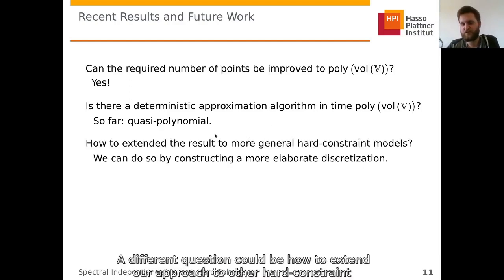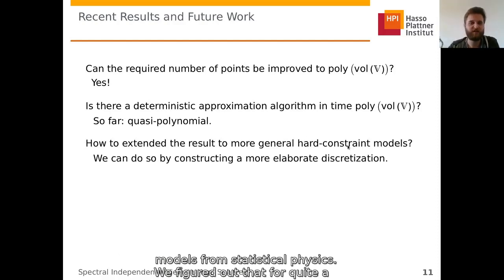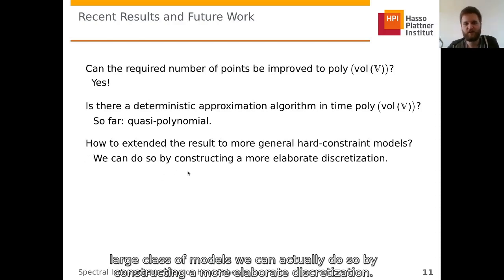Further, a different question could be how to extend our approach to other hard constraint models from statistical physics, and we figured out that for quite a large class of models we can actually do so by constructing a more elaborate discretization.